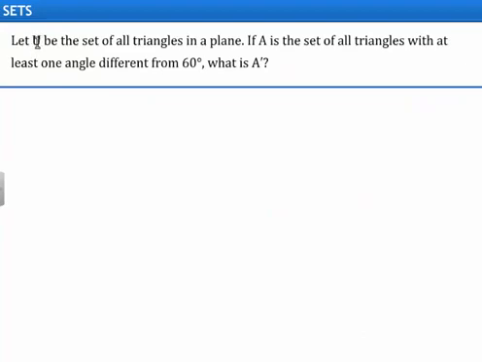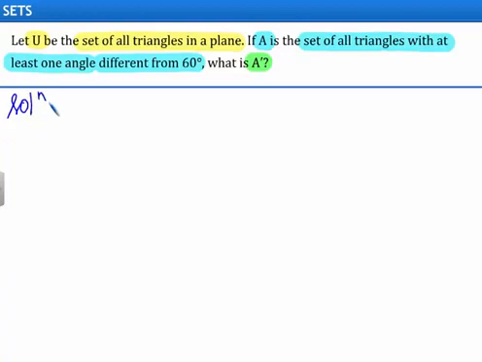In this question, we are given the universal set. Universal set is defined as set of all triangles in a plane. Also, we are given the set A. Set A is defined as the set of all triangles with at least one angle different from 60 degrees. We need to find the complement of the set A. Let us begin with the solution.